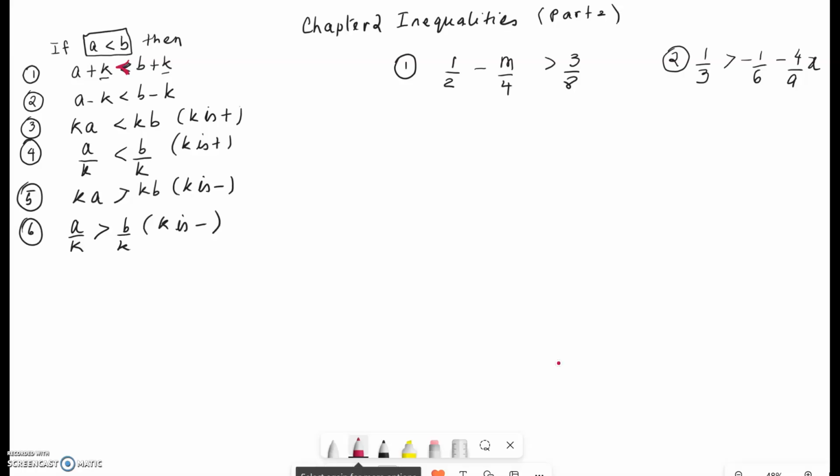If you subtract a constant, it's the same as adding a constant, nothing changes. At least the direction of the inequality does not change. If A is less than B, then A minus K is less than B minus K. The exact same thing happens when you multiply both sides. Let's say we have A less than B, then K times A is less than K times B as long as K is a positive number. The direction of the inequality does not change. Same thing with division. So number 4, A is less than B, then A divided by K is less than B divided by K as long as K is a positive number.